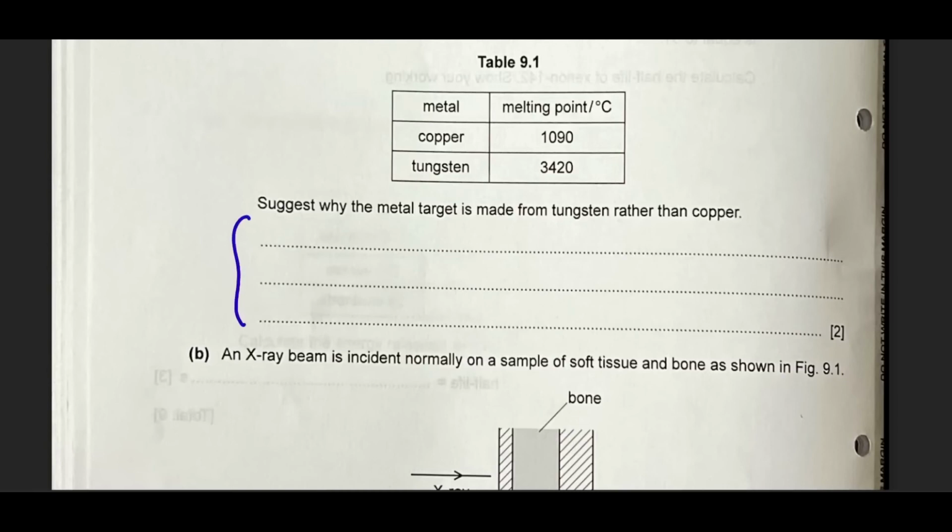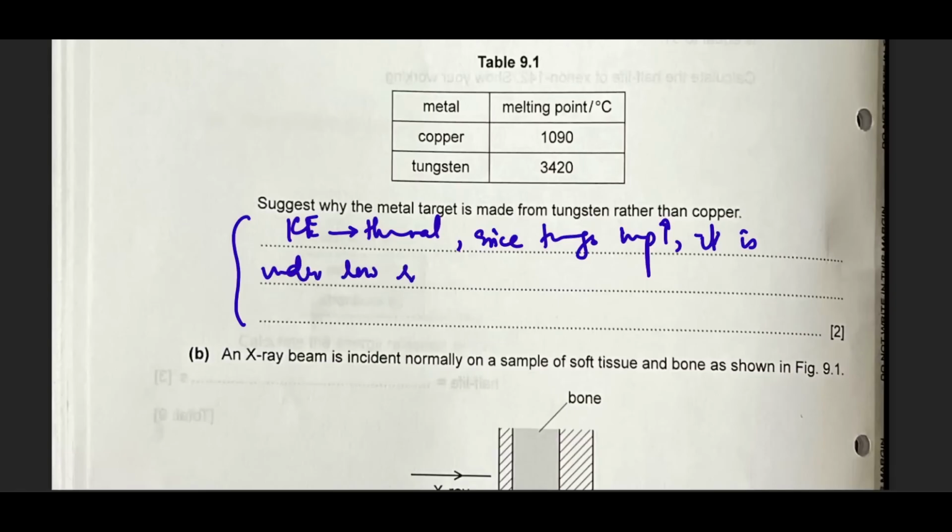So you can write this down in English over here: the kinetic energy of the electrons is converted into thermal energy, and since tungsten has a higher melting point, it is at low risk, or there is a low chance, of it ever actually melting.